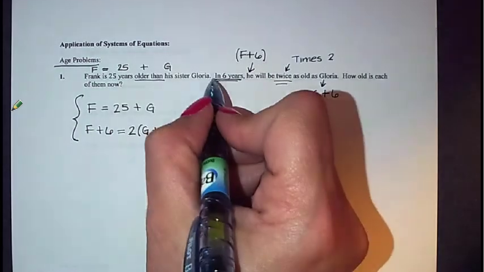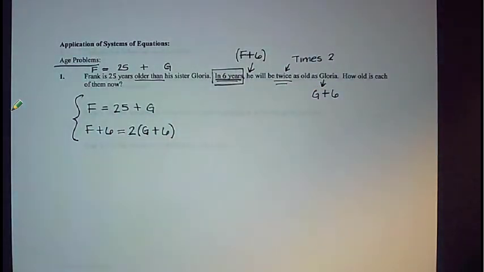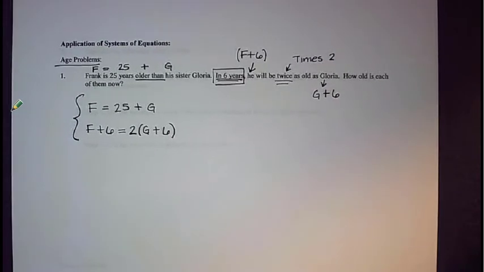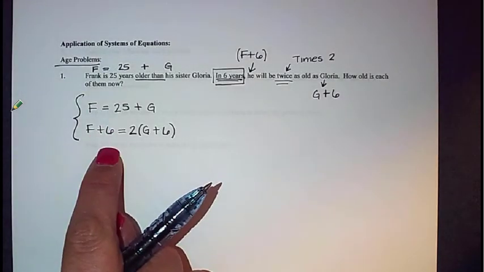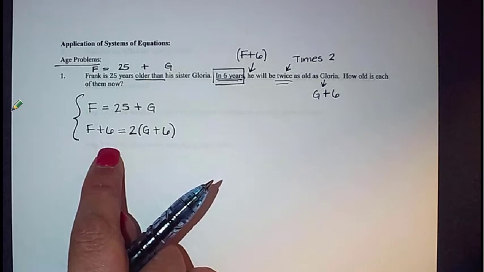So make sure when you're doing this that you acknowledge that in 6 years, or it could be in 15 years, whatever it is, you're going to add that to their age from the very first sentence. So our equations are going to look like this. Now, we can solve this any method we want. We can solve it with substitution. We can solve it with addition. I guess you could even solve it with graphing if you just felt the need.